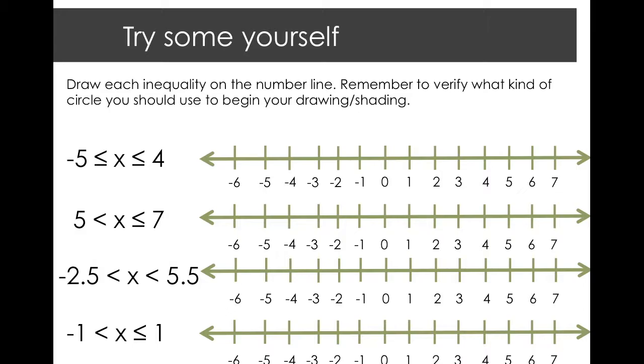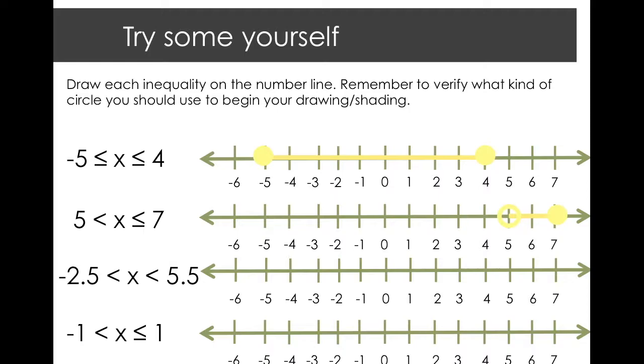In our first inequality, we have -5 is less than or equal to x, which is less than or equal to 4. So in this case, both arrows are pointing towards the left. It looks like x is in between. So we're going to definitely start at -5 and 4. And because we have lines under both of our inequality signs, both the -5 and the 4 are included with closed dots. Over here, x is between 5 and 7, so I know that it's going to be between 5 and 7. Open at 5 because it's not included, but closed at 7 because it is.